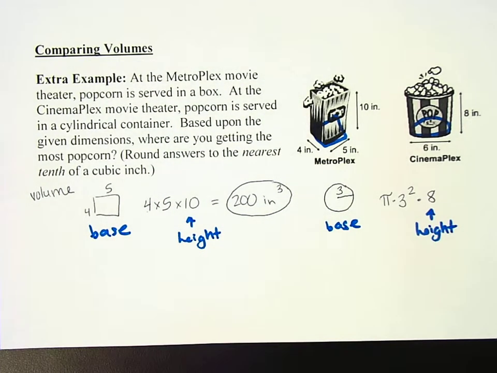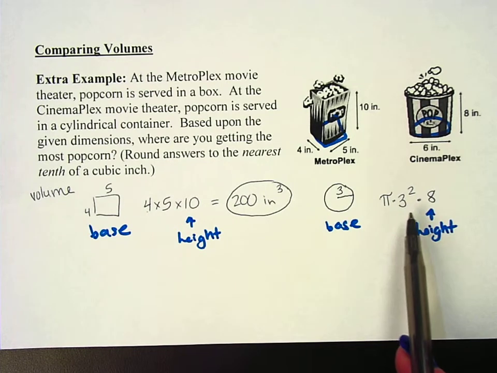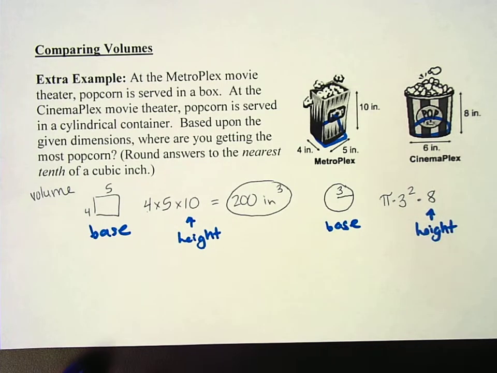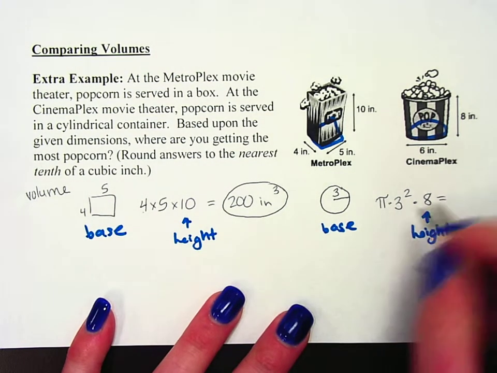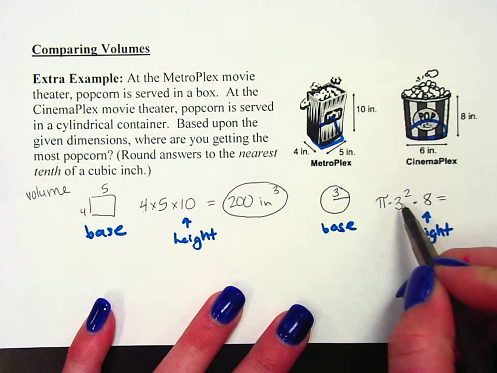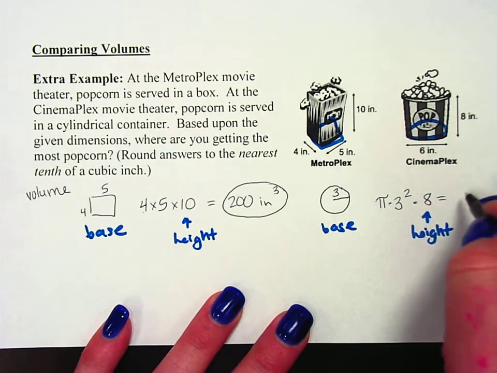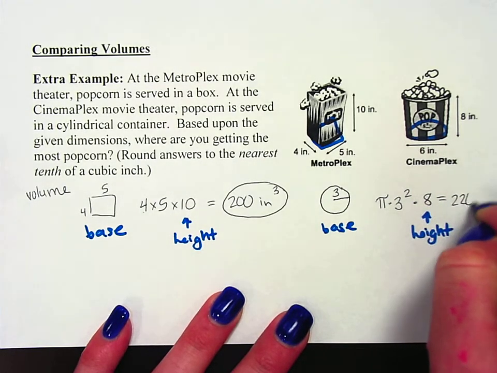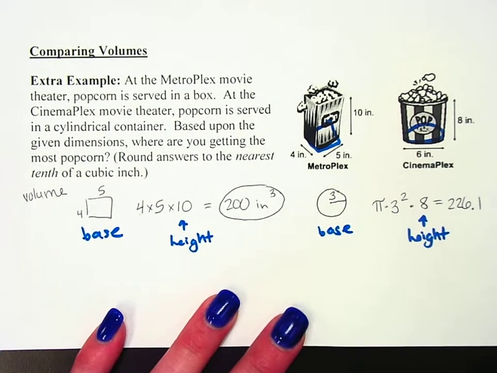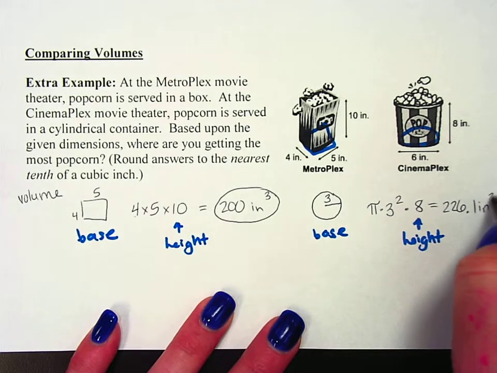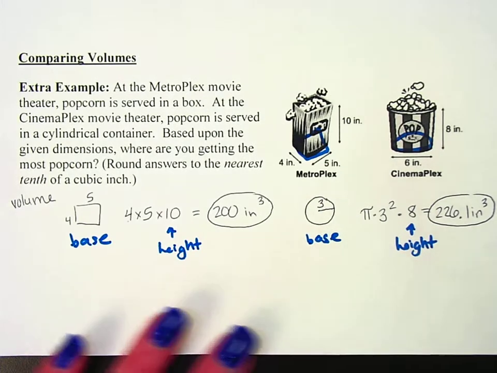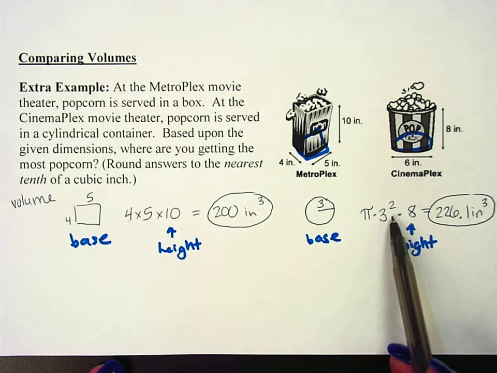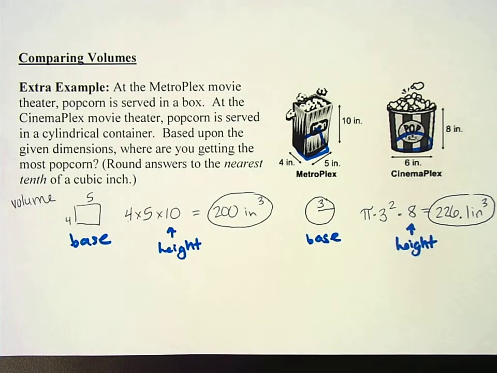My volume is the area of the base times the height. My base being the circle, so pi times radius squared, the height of 8. My answer this time, 3.14 times 3 times 3 times 8 is 226.1, and it's still inches cubed. My pi does not have a label, but I did inches times inches times inches, so I still have inches cubed again.